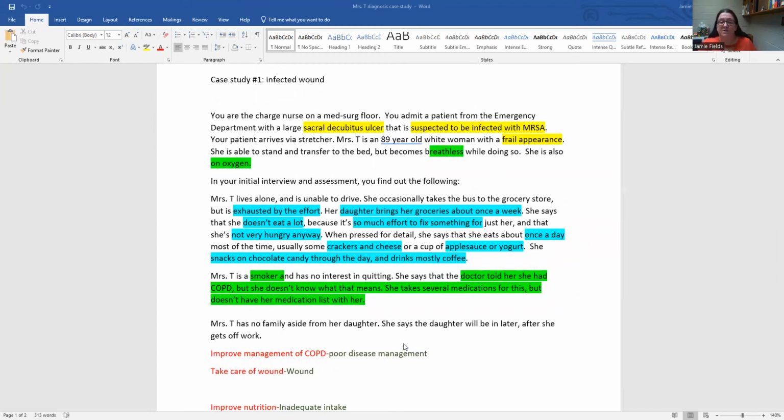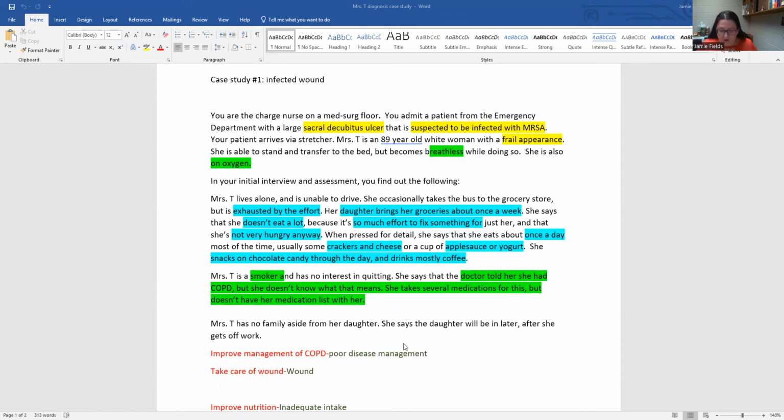She's got a wound and she has a lot of things that are going to impair healing for that wound, right? She has this wound probably because she is too weak and breathless to get up and move around much. Okay, so that's what got her into this position, but also her nutrition is not very good. She's very frail. She has COPD, so her oxygenation is not good. So think about the things that contributed to that wound. And she doesn't manage her COPD because she doesn't even know what it means.